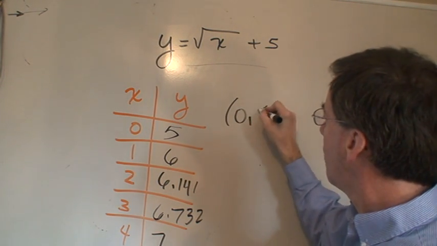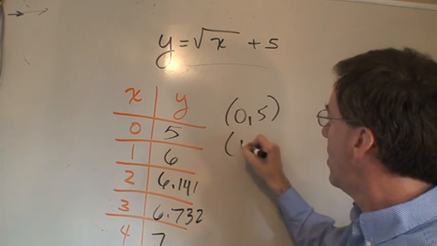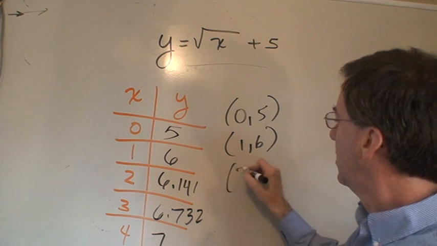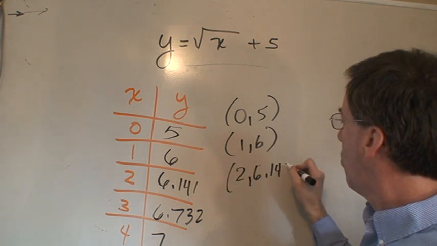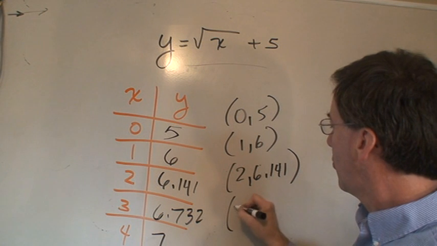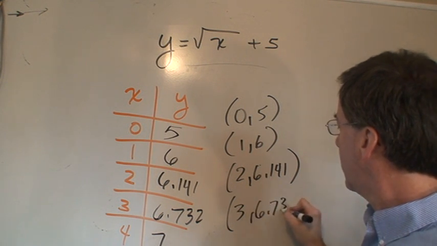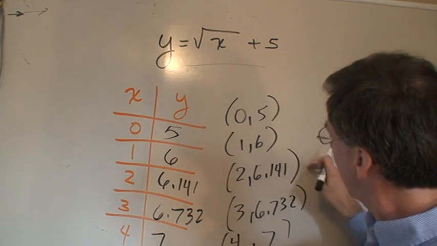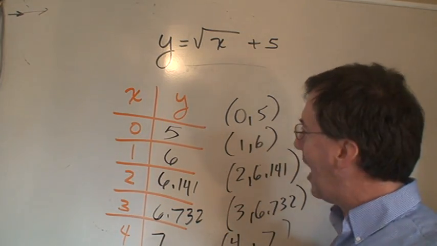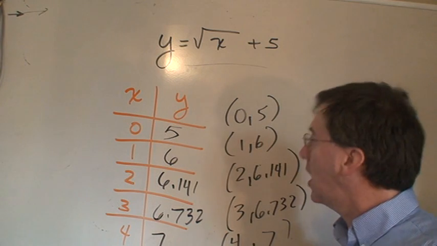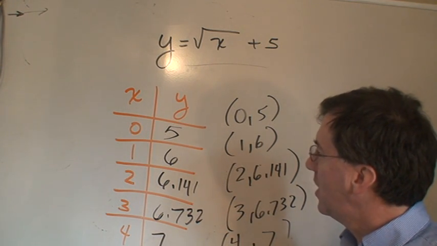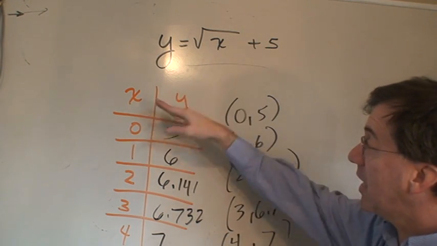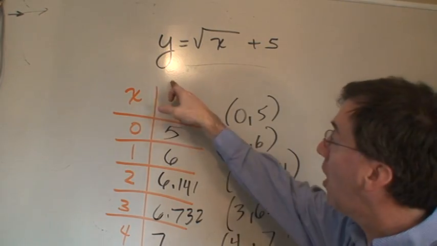In other words, 0, 5, I could plot that point. 1, 6; 2, 6.141; 3, 6.732; and 4, 7. There's 1, 2, 3, 4, 5 points that I could graph and see what this equation looks like. So it's a pretty easy thing to do. Again, it's a plug in the x and find what the y would be.